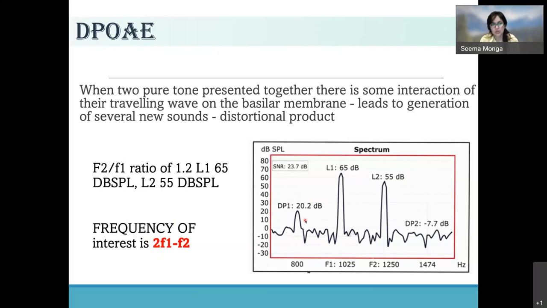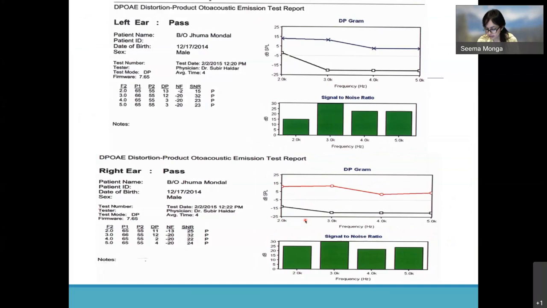This is again a picture in certain machines, and this is how the result looks. This is a DP-gram. What is a DP-gram? Basically, if we plot the result at different frequencies, it is called a DP-gram. 2000 hertz, 3000, 4000, 5000. This green is the signal to noise ratio. At every frequency, 2, 3, 4, 5, how much is the signal to noise ratio? It is more than 6. Here it is around 15, here it is around 30. It has to be more than 6 to pass. This is what you have to remember.